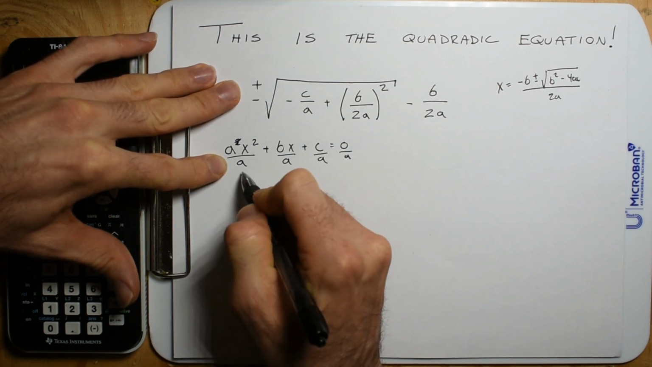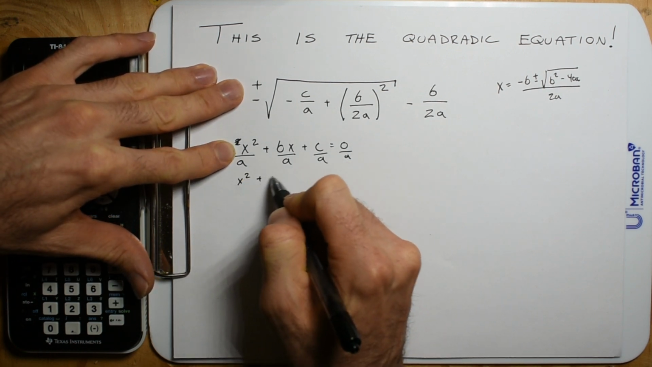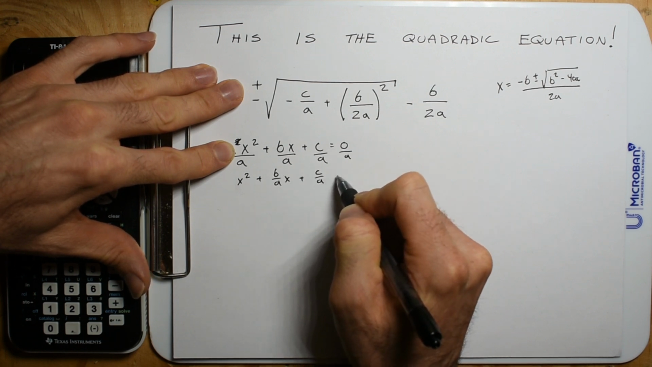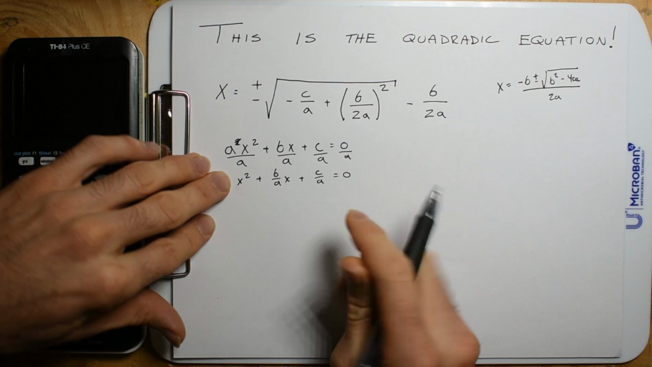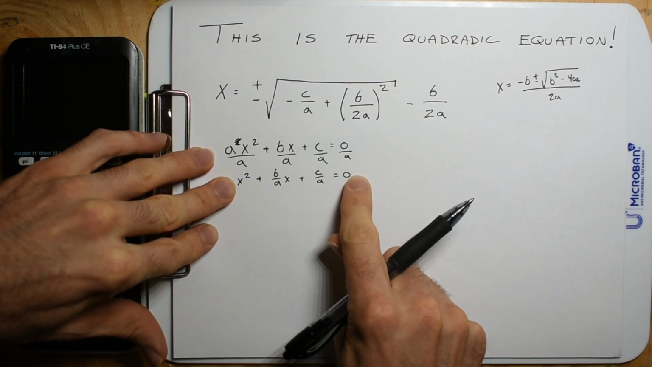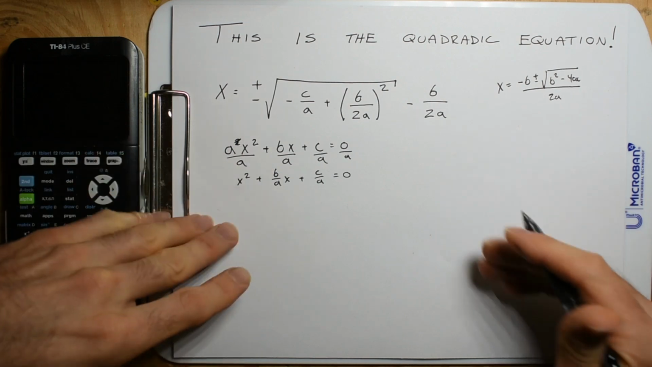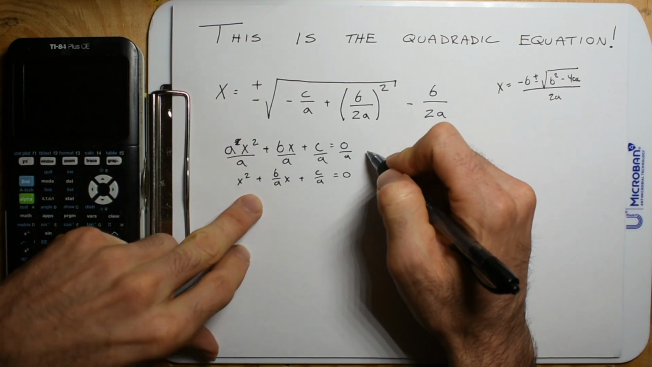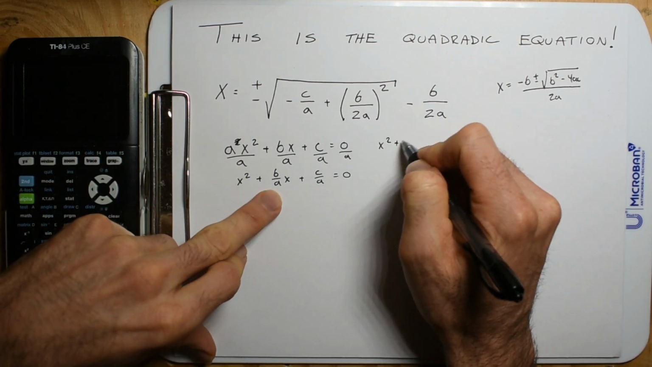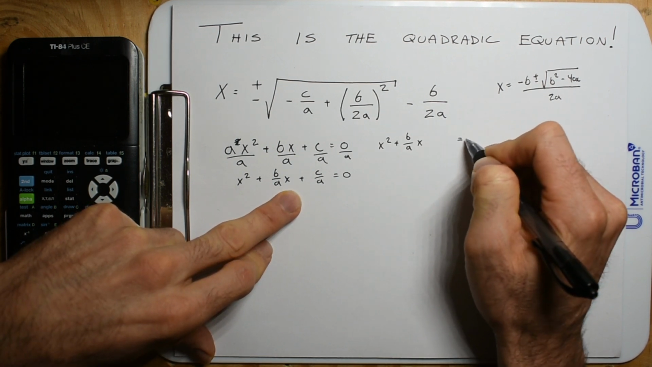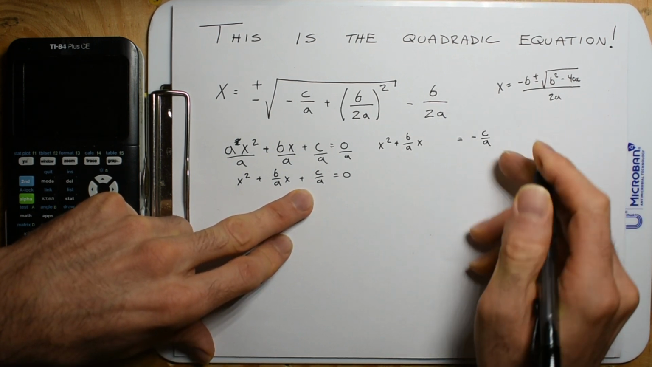Okay, so once we do this, now we have x squared plus b over a x plus c over a. The next thing is to get this constant over there. I probably could have done that in one step, but I want to use just one sheet of paper for this. So I'm going to go x squared plus b over a x, then leave some room, and then go negative c divided by a.